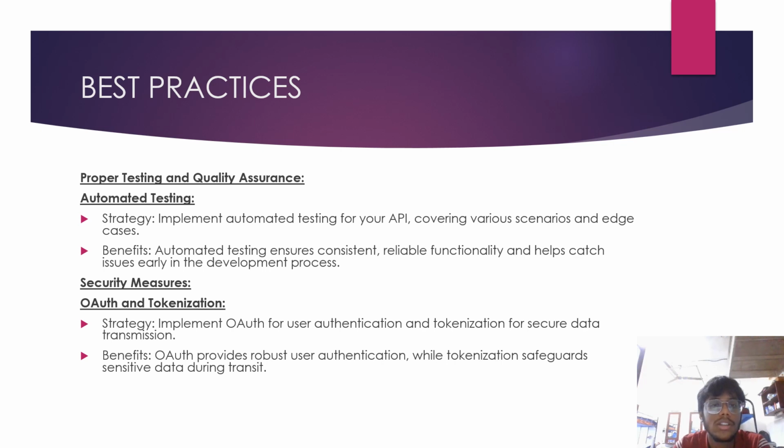Security measures, that is OAuth and tokenization. Strategy: implement OAuth for user authentication and tokenization for secure data transmission. Benefits: OAuth provides robust user authentication, allowing users to securely access API resources with their credentials. It also provides mechanisms for access control and permission management. Tokenization involves replacing sensitive data with tokens during transmission, enhancing security. This means that even if intercepted, the data remains protected as the tokens have no direct correlation with the original sensitive information. Combining OAuth and tokenization helps ensure the security of user authentication and data transfer in your API, safeguarding both user privacy and sensitive data.